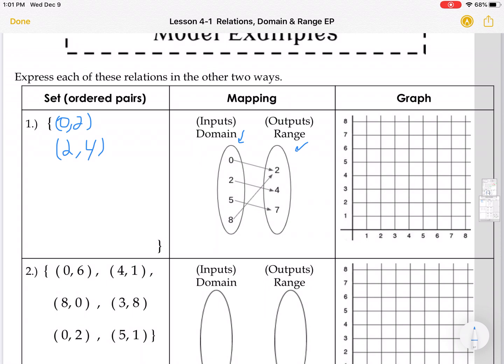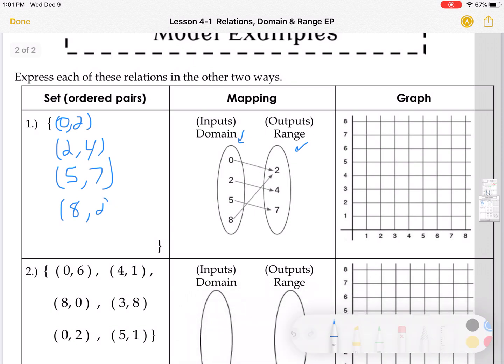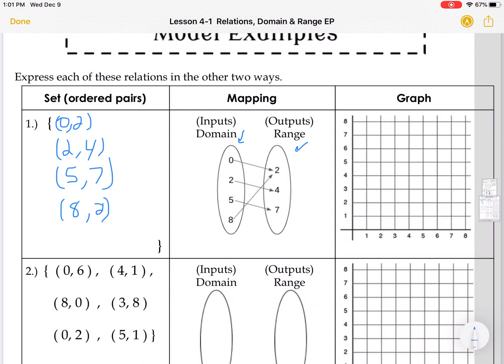My next one's going to be 5 maps to 7, so it's going to be (5, 7). And then my next one is 8 goes to 2, so (8, 2). Remember you got to put them in parentheses. If you don't put them in parentheses, that doesn't mean anything.